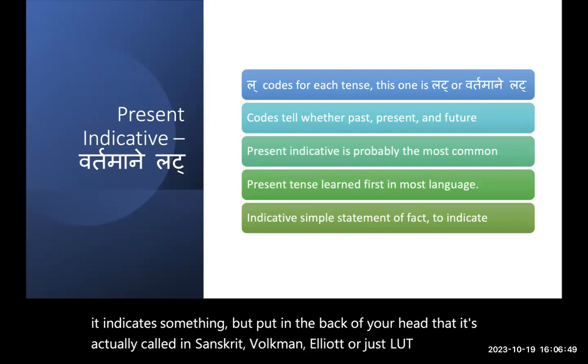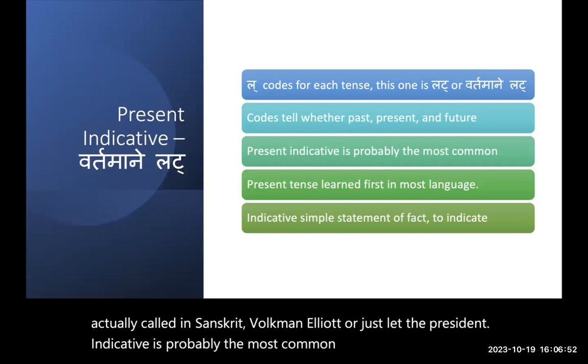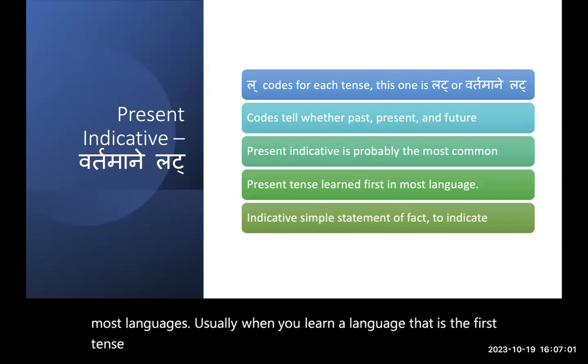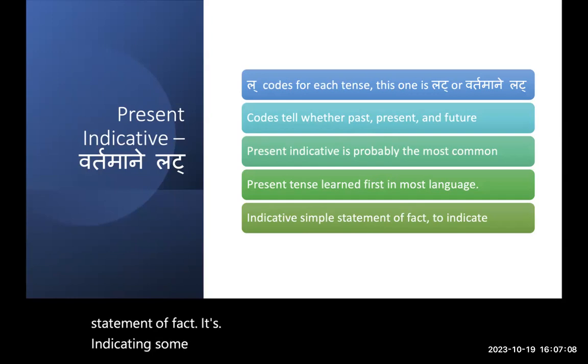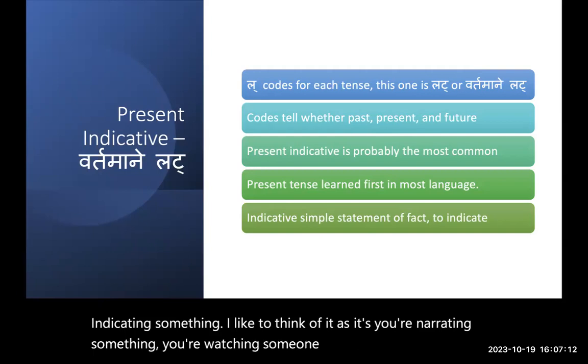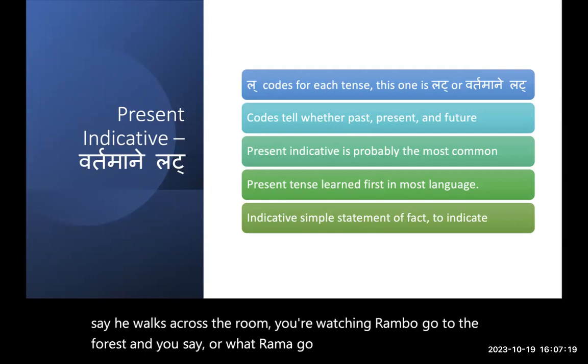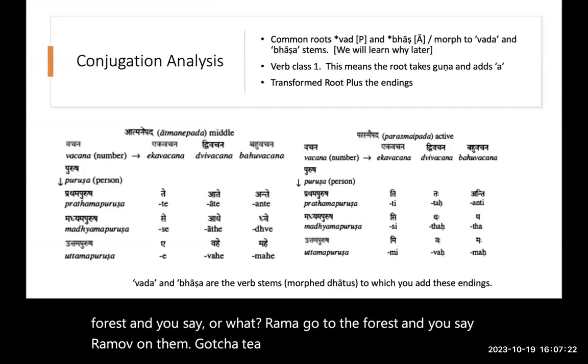The present indicative is probably the most commonly used form of verb in most languages. Usually when you learn a language, that is the first tense you learn. Now, as it's indicative, that means it's a simple statement of fact. I like to think of it as narrating something. You're watching someone walk across the room, you say, he walks across the room. You're watching Rama go to the forest and you say, Rāmo vanaṃ gacchati.